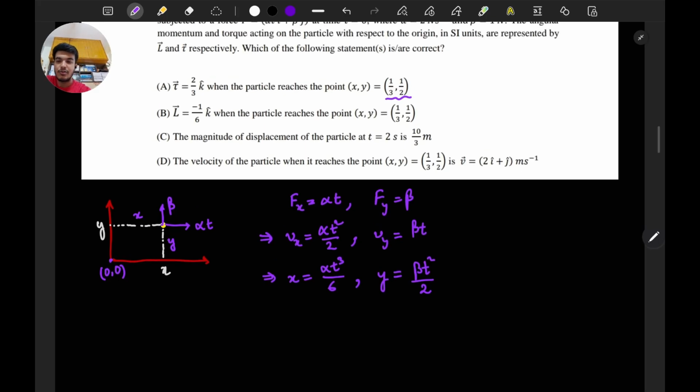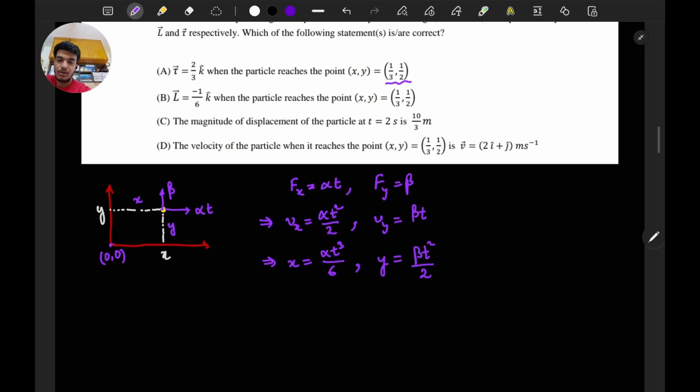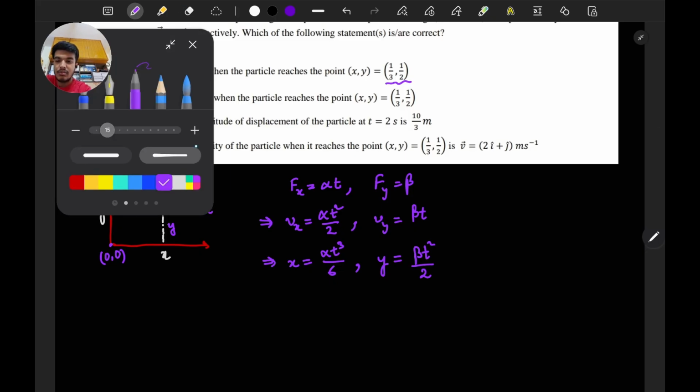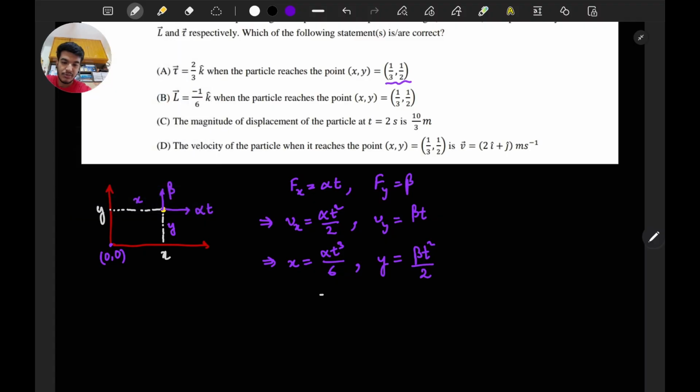For the first option, we need to find the torque when the particle reaches the point x comma y. So when x equal to 1 by 3, let us find what the time is at that point. Since alpha equal to 2 and beta equal to 1, we can find that t equal to 1 second, right?